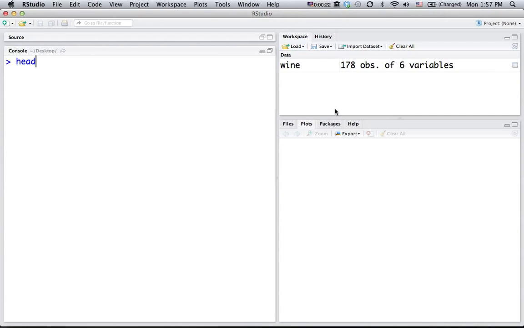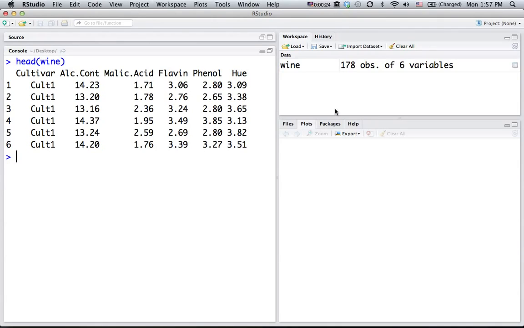It's called wine. Let's briefly look at it with the head function. We see 6 variables, and we know that there are 175 rows in this data frame. Of these, 1, 2, 3, 4, 5 are numeric, and the first one, cultivar, is a categorical variable.